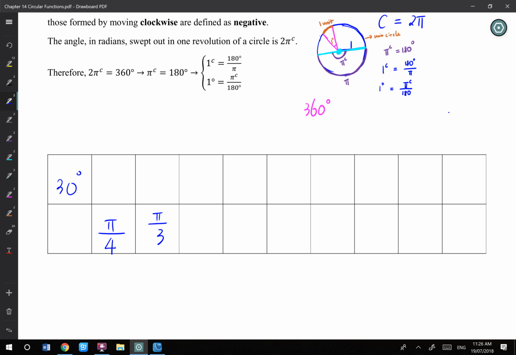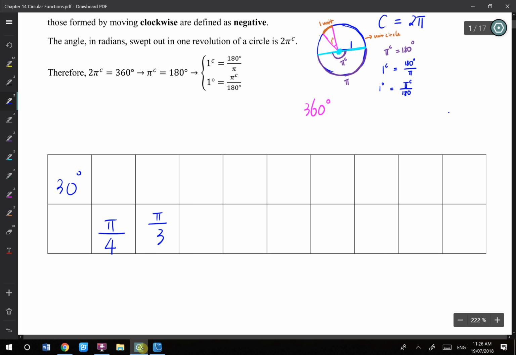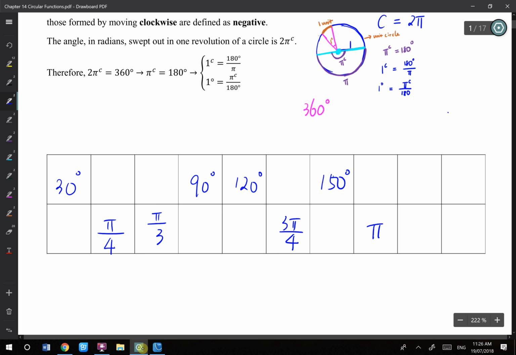And I will put the next one will be 90 degrees and 120 degrees and 3 pi over 4, 150 degrees and pi, 270 degrees and 225 degrees. Okay, I'll give you 5 minutes.